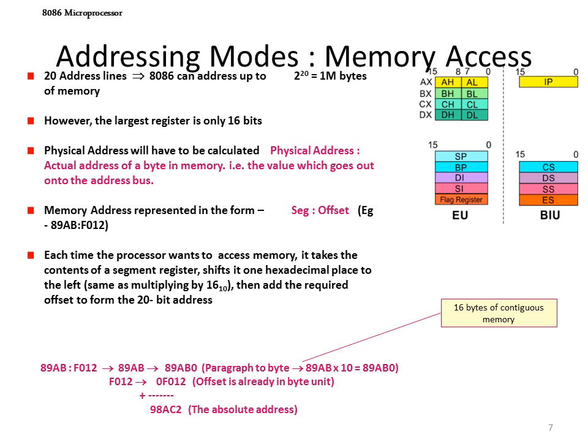Memory address is represented in the form of segment and offset address. Each time the processor wants to access memory, it takes the contents of a segment register, shifts it one hexadecimal place to the left, and adds the required offset to form the 20-bit physical address.